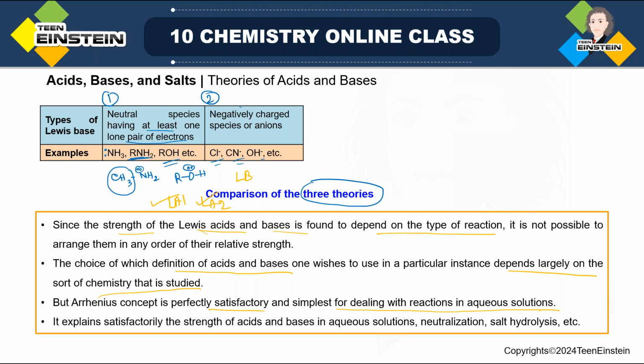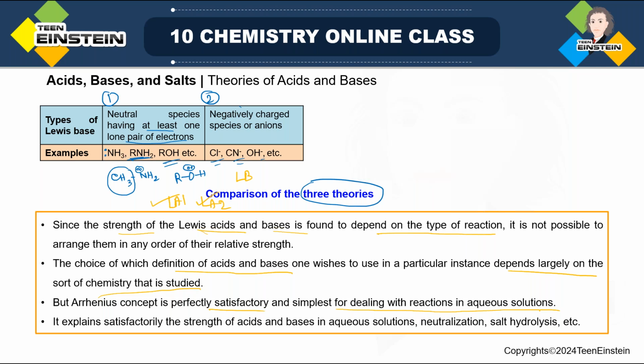Why are we talking about it more, when it is the least general? Because the chemistry that we are going to study will be mostly in aqueous solution, and whenever you are talking about aqueous solution, you have to talk about the Arrhenius concept. It is perfectly satisfactory and simplest for dealing with reactions in aqueous solution. But don't think that the Arrhenius concept is the only concept, or the most important. No, it is not that. For whatever chemistry we are going to discuss in this grade, the Arrhenius concept is mostly fine. It is enough. Sometimes we can also use Bronsted, but Lewis we will hardly use.